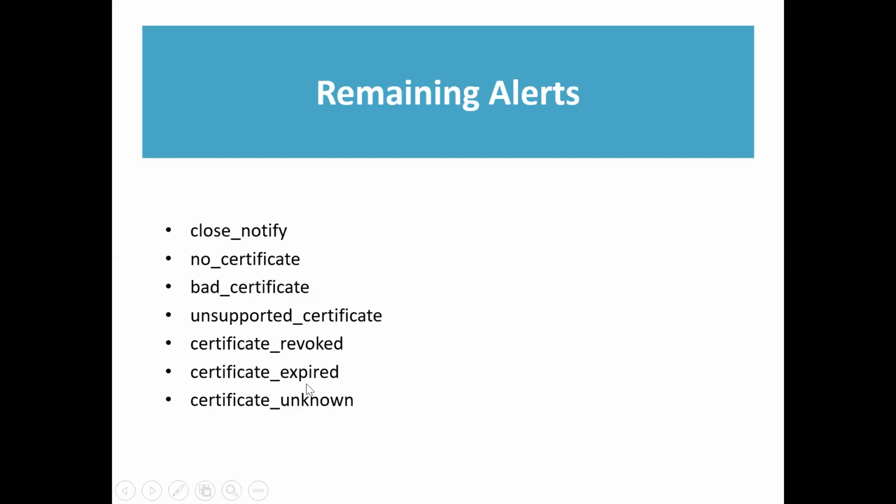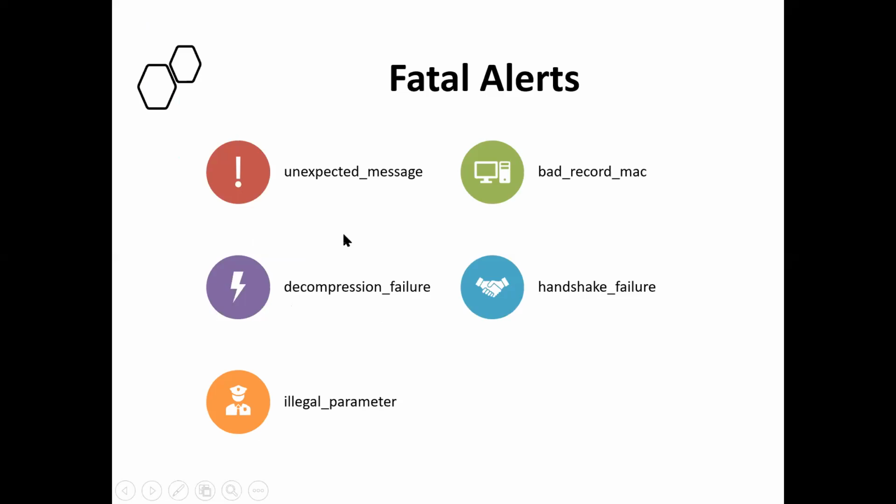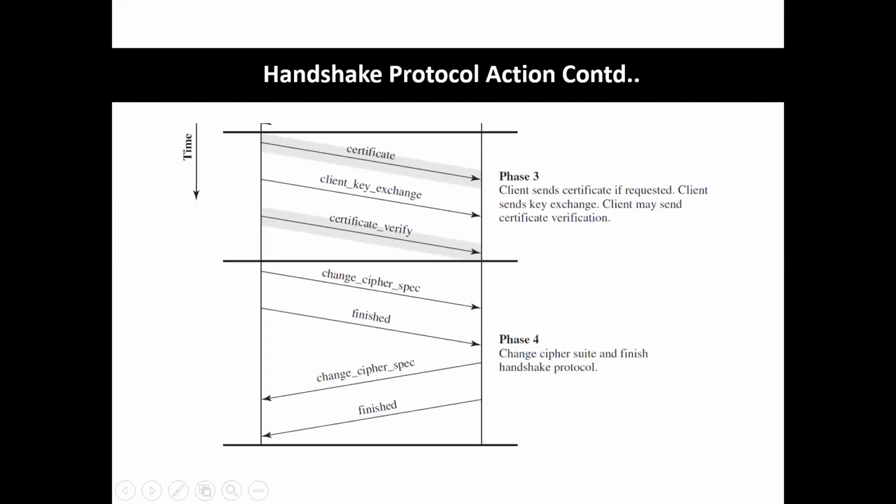Then certificate unknown. Certificate unknown means some unspecified issue has arisen. Whenever either of the two entities is processing the certificate, if any unspecified issue arises, at that time this message is issued to either the client or the server. These are the remaining alert messages, but the fatal alerts are primary. So this is with respect to the alert protocol.